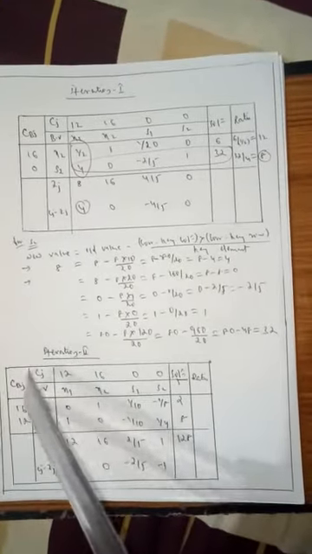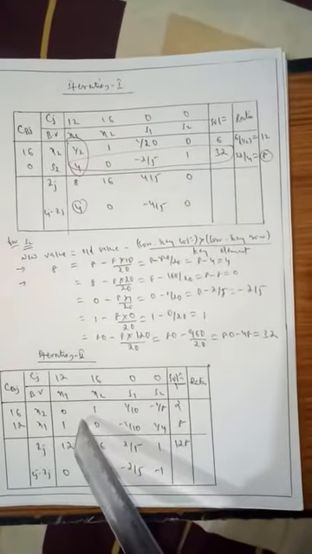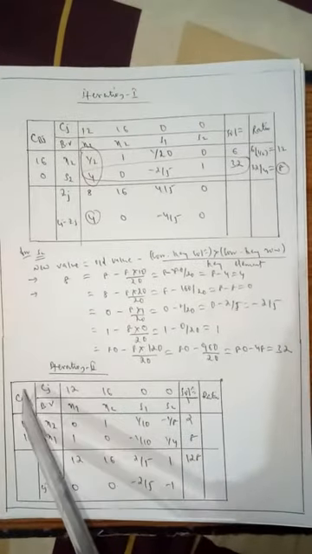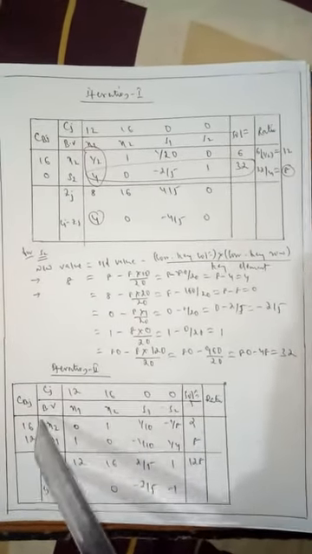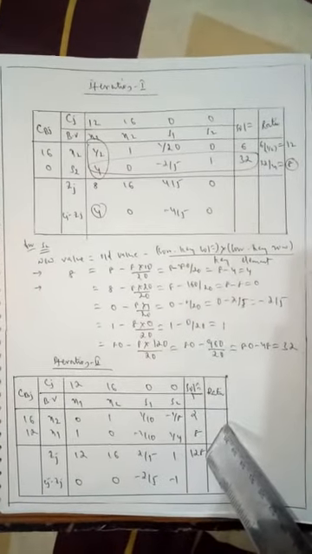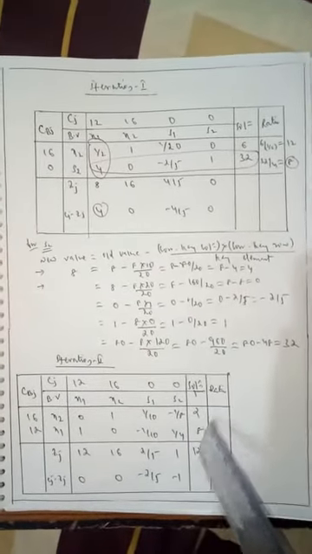So now check the Cj and Zj values. How to calculate Zj? 16 into 0 plus 12 into 1 is equal to 12. 16 into 1 plus 12 into 0 is equal to 16. And 16 into 1 by 10 plus 12 into minus 1 by 10, so you will get 2 by 5. Like that you solve, and the total comes to 128 if you solve this.